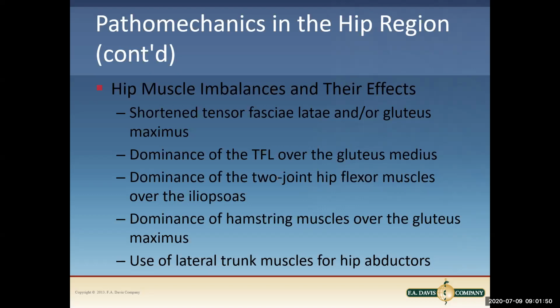Dominance of the hamstring muscles over the glute max can happen again. Your glute max should be your primary hip extensor, but those hamstrings can dominate over it. And then there's use of lateral trunk rotator muscles for hip abductors, right? So those lateral trunk muscles. What's our main lateral hip side body muscle? The bad boy, right? Exactly.